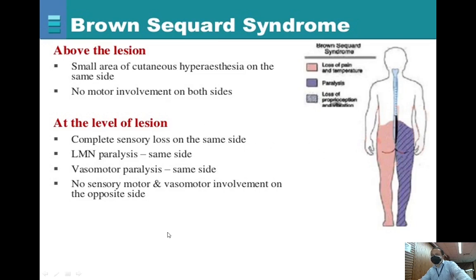Complete sensory loss, as I've said, lower motor neuron paralysis, and vasomotor paralysis on the same side. But as I've said, some of the fibers cross, so you may see some mild features of lower motor neuron paralysis on the other side. So no sensory, motor or vasomotor involvement on the opposite side as far as this slide is concerned, but in some textbooks you'll have all those things that I've already mentioned.